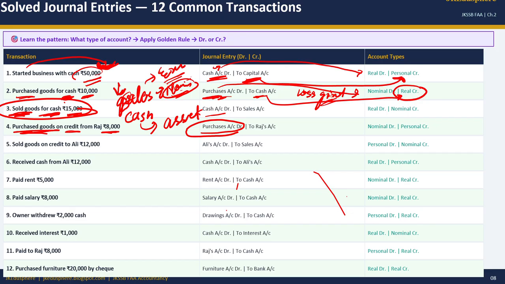Purchased account will be affected. Raj's account. What is Raj's account? Personal account. Purchase account is a nominal account. In the same way you can do all these, right?